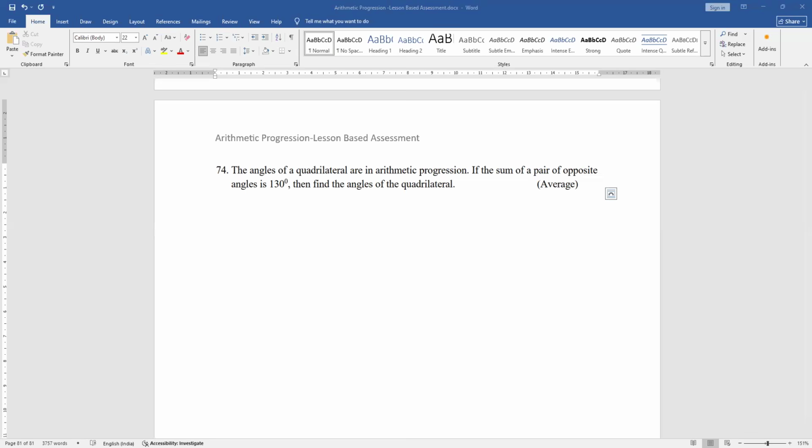So you got a quadrilateral. So quadrilateral means how many angles will we have? Four angles, right? So we know that a quadrilateral has four angles, and it is given that the angles of the quadrilateral are in arithmetic progression. Correct. So first, what we must do is write that statement.